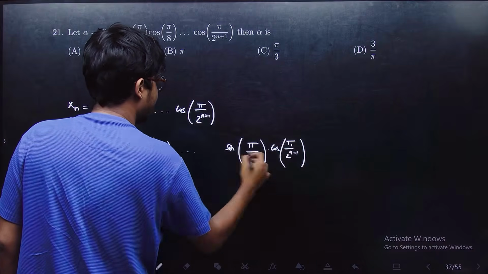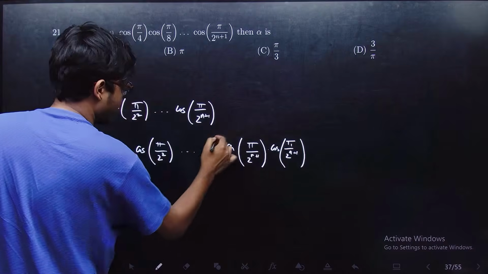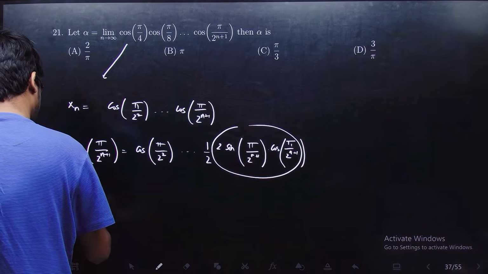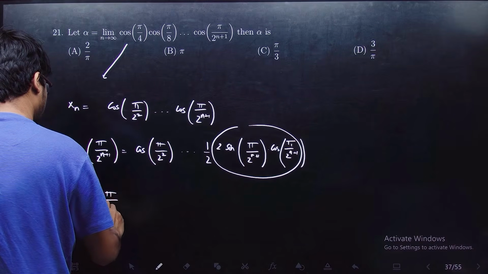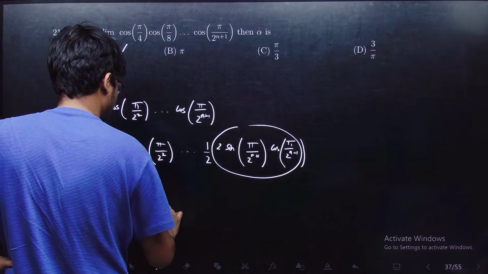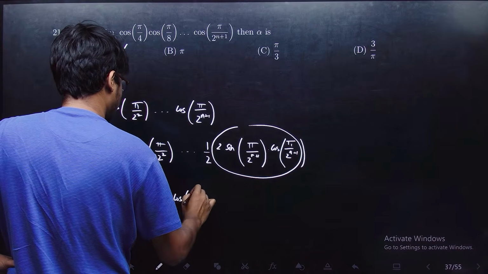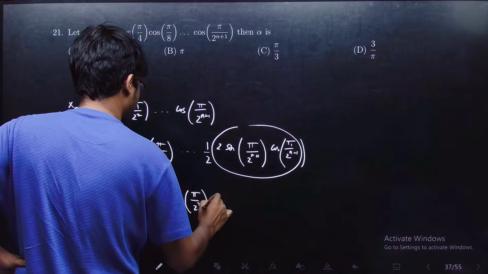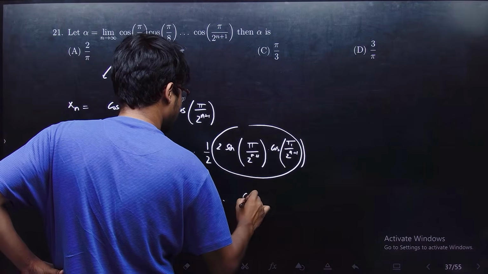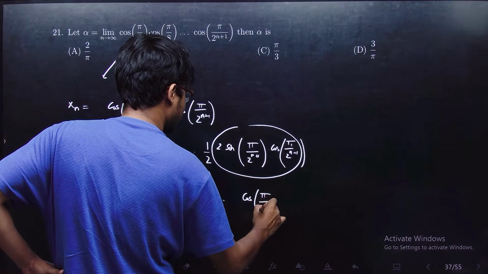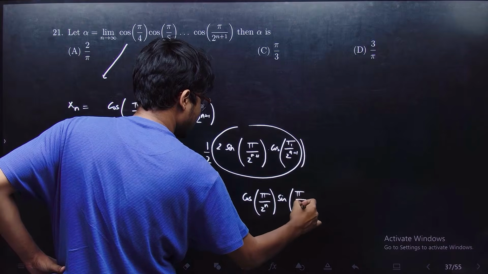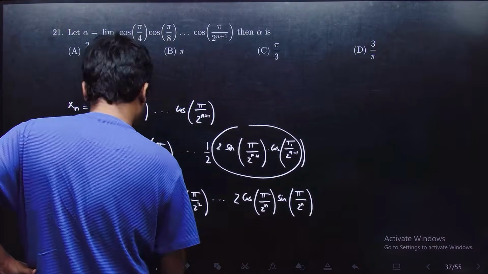Now if I multiply and divide by half, this quantity is now going to turn into, so this entire thing, xn sine of pi by 2 power n plus 1, so half, this is going to be sine of, so there will be a cos of pi by 2 power n here times this is going to turn into sine of pi by 2 power n. Once again multiply by 2, divide by 2, right?